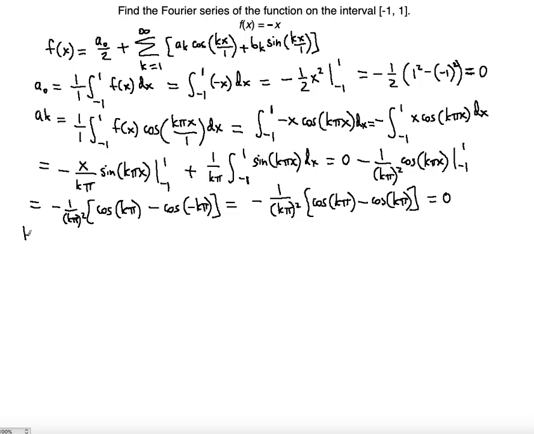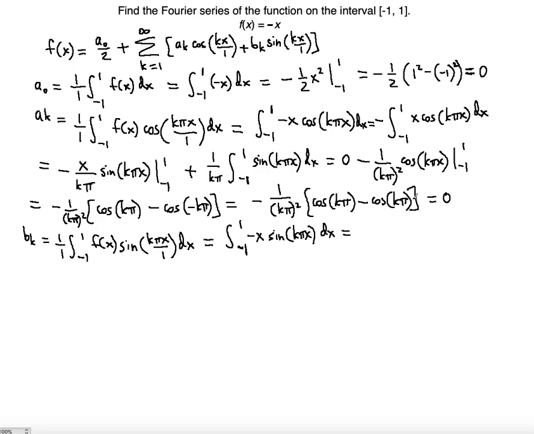Now the b subscript k, 1 over 1, integral from -1 to 1, f(x). So as you might have guessed, it's going to be now sine, because we're dealing with sine here. So sine of k pi x over 1 dx. Right, that's going to be what? That's going to be negative x, right? That's the function here. Sine of k pi x dx.